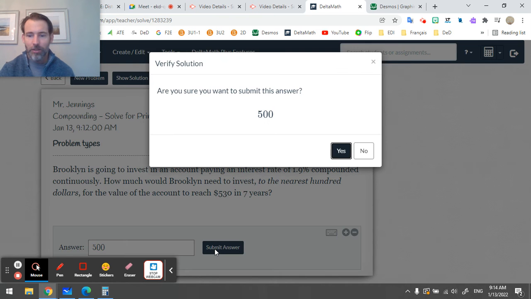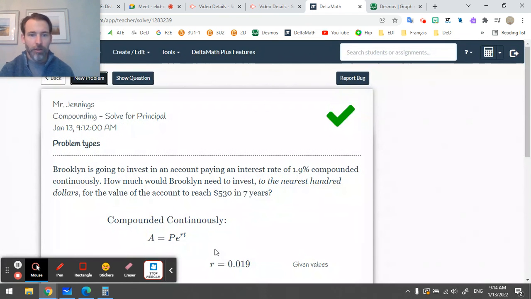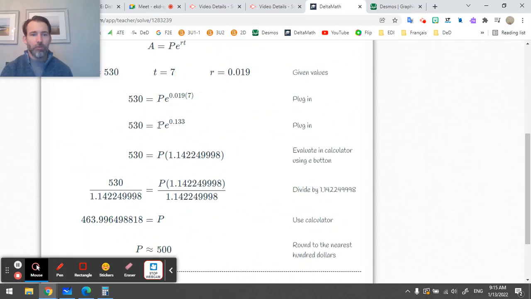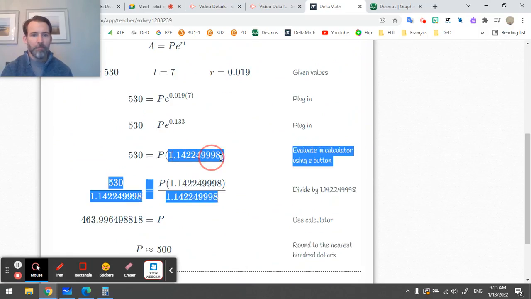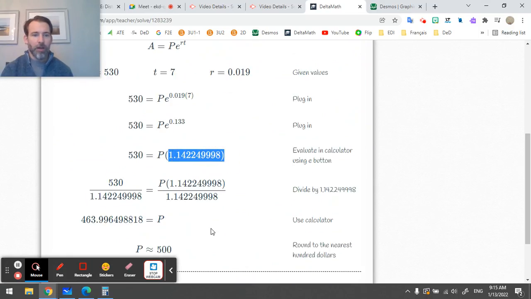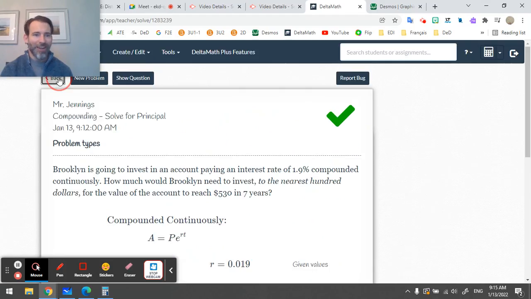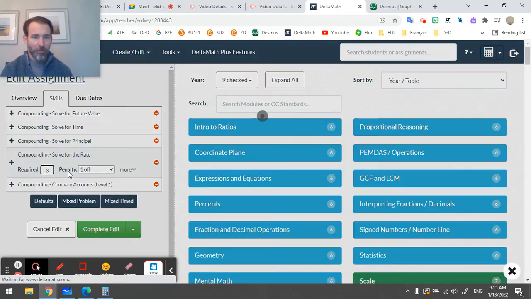Okay, submit answer. Enter. Yay, hooray. Okay, see, A is equal to PRT. We put in those values. We divided by this, and we found that it is about $500. Way not accurate. Okay, and then compounding, solving for the rate.